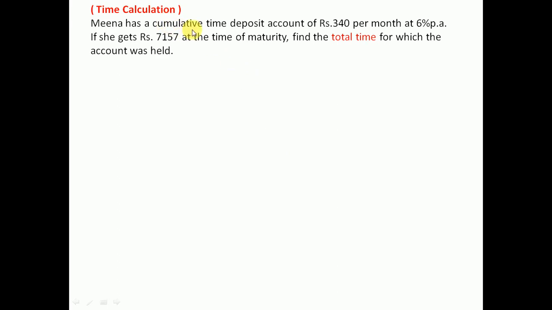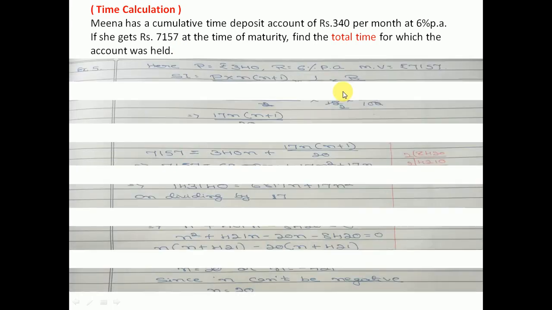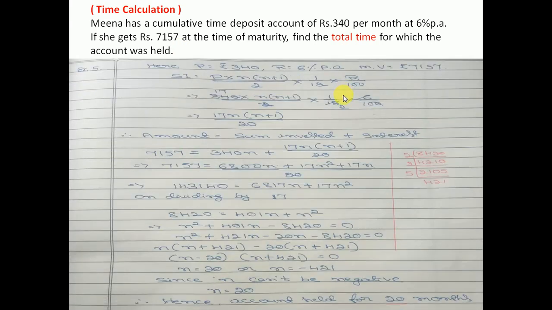Meena has a cumulative time deposit account, which means an RD account. Rupees 340 per month, principal is 340 rupees. At 6% per annum, rate is 6%. She gets 7157 at the time of maturity. Maturity value is given. Find the total time for which the account has been held. Okay. Please concentrate and observe.